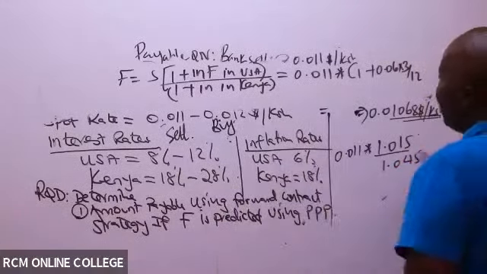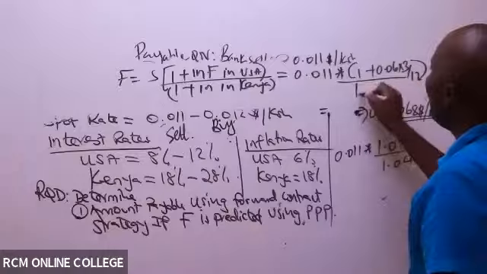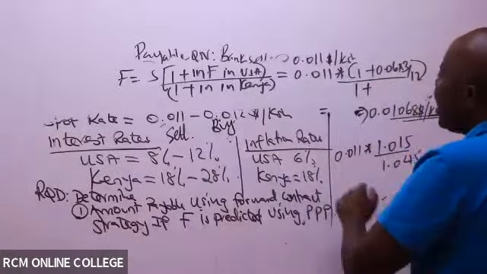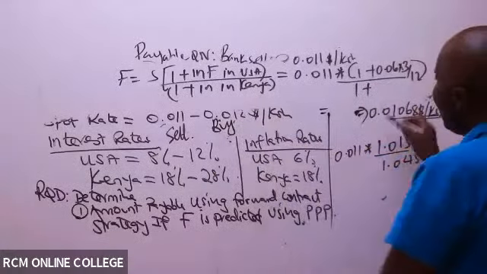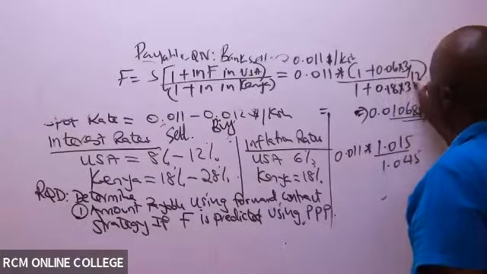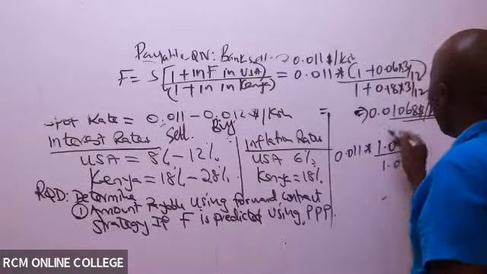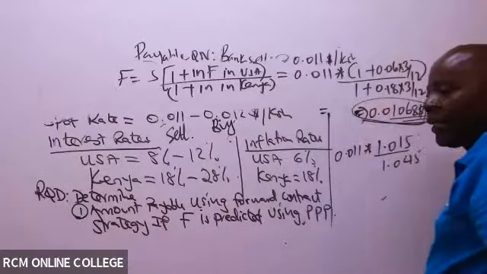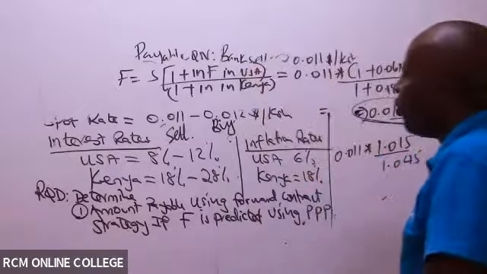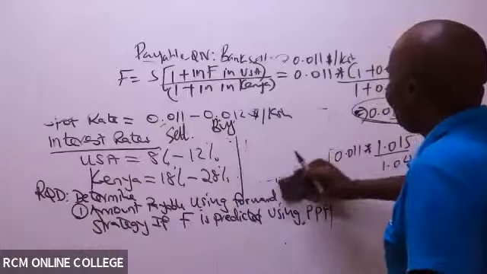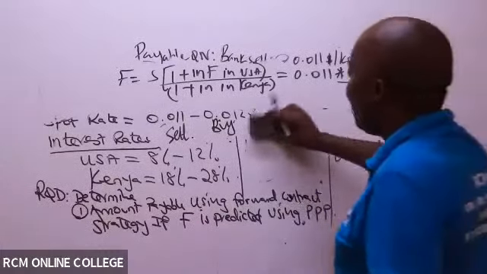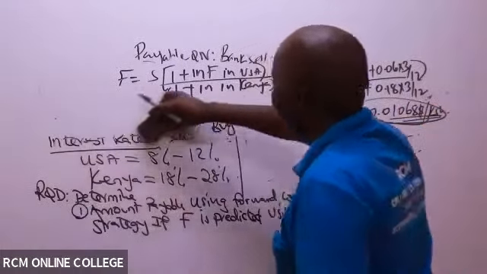The lady is supposed to pay in 3 months. All over 1 plus inflation in Kenya. Inflation in Kenya is here, 0.18 times 3 over 12. And this is how we were able to get this number. So now you can move forward with this very well.